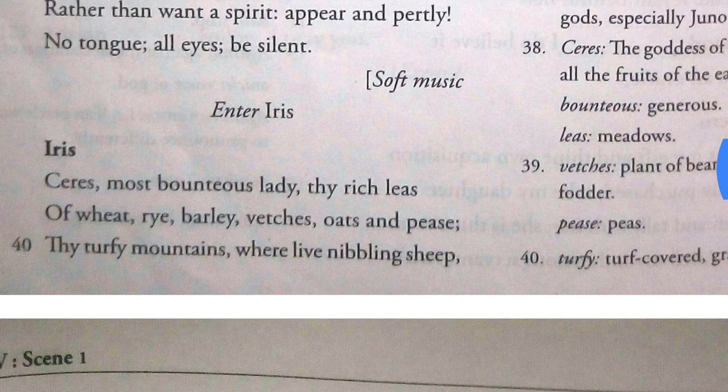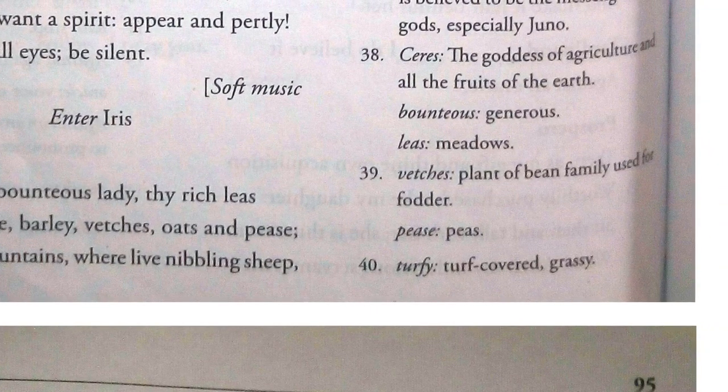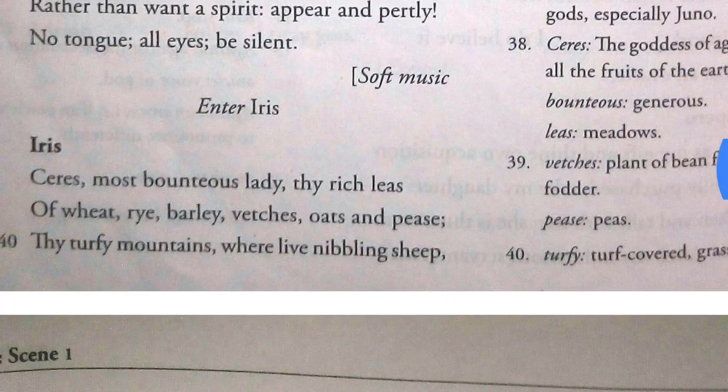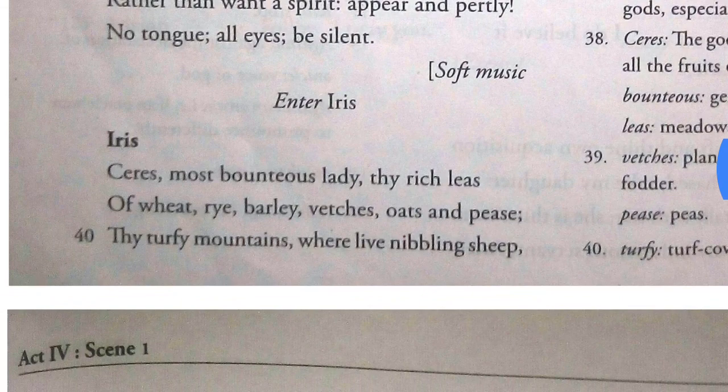So praising Ceres and saying that you are the one who makes the wheat grow, the rye grow, the barley grow, the vetches. You can see all the meanings explained alongside. Lees are meadows and vetches are plants of the bean family used for fodder, used for feeding cattle. Peas refers to green peas, and you are the one who fills the entire fields with all these different crops. Thy turfy mountains, and you also make the grass grow on the slopes of the mountains. Turf refers to grass, turf covered or grassy. So where live nibbling sheep. So you provide even the sheep which graze on the grass with the grass.